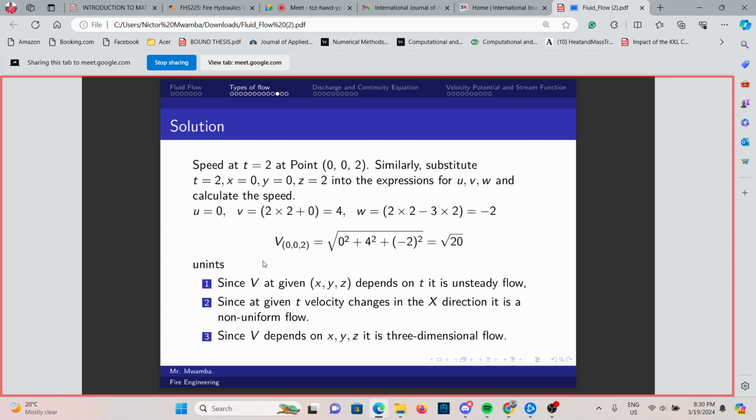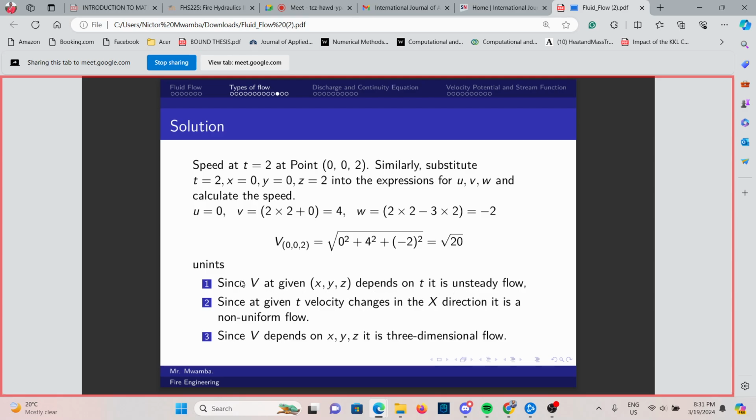Now they're saying classify whether it is uniform or not, whether steady or not, whether it's 3-dimensional or not. For the first classification, steady or unsteady, remember we said that a flow is steady when it is not dependent on time, otherwise it is unsteady. So since v at a given space depends on time, it is unsteady.